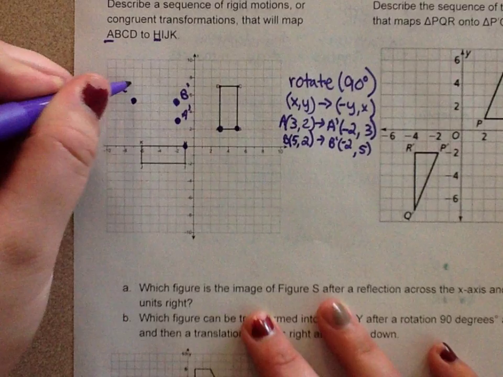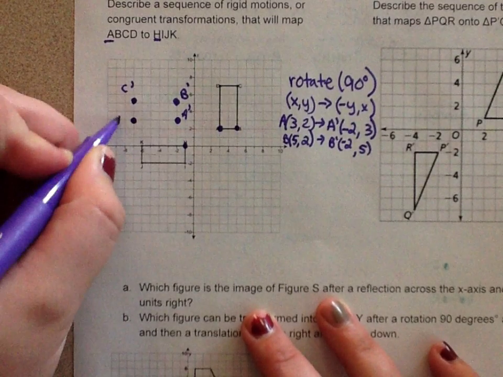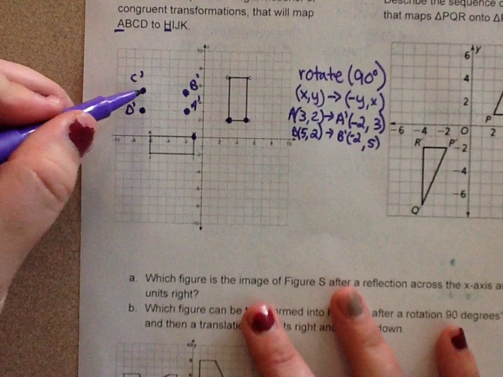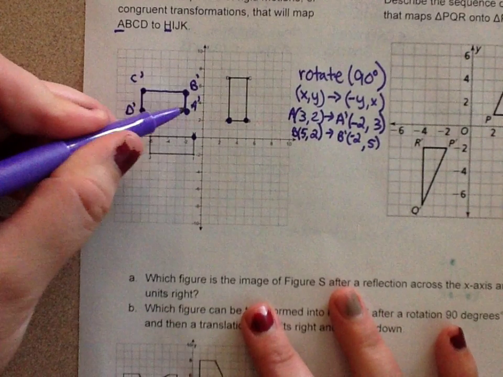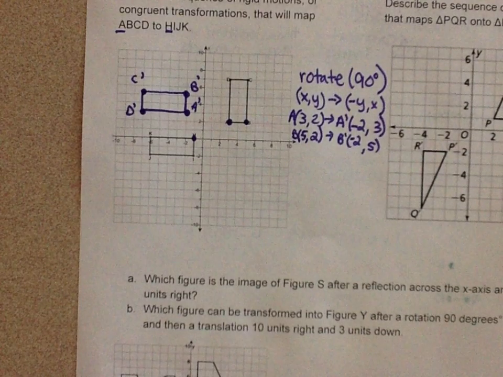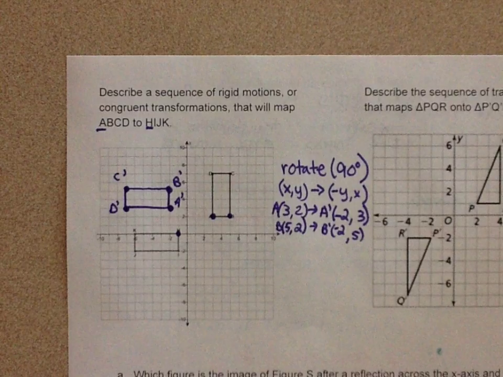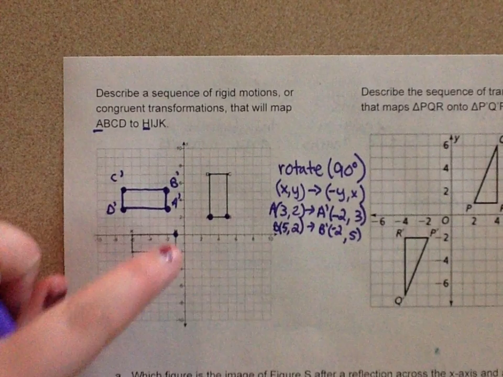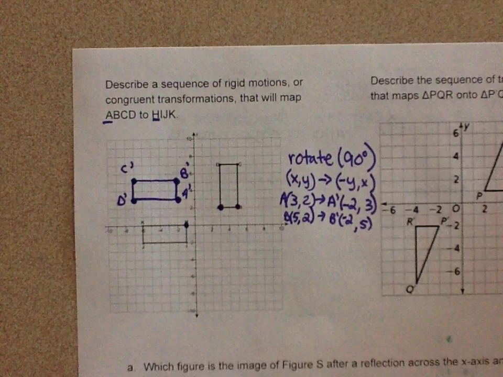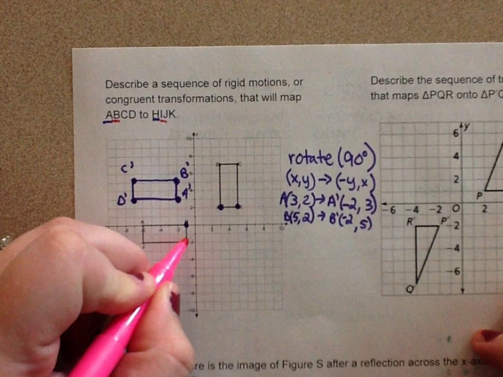Okay, where is D prime going to end up? Negative 7, 3. Okay, once you have that, connect all your points. Now, I want A to match to which letter? H. Okay, what letter do I want B to match to? I. You see how B is actually down here now?